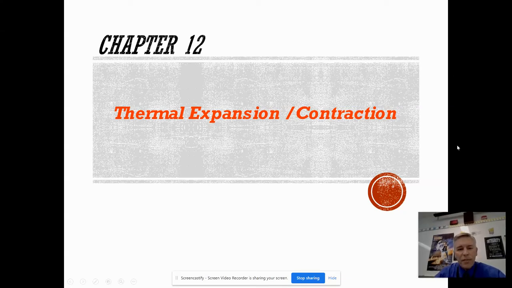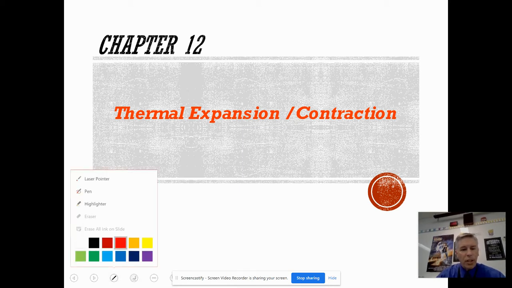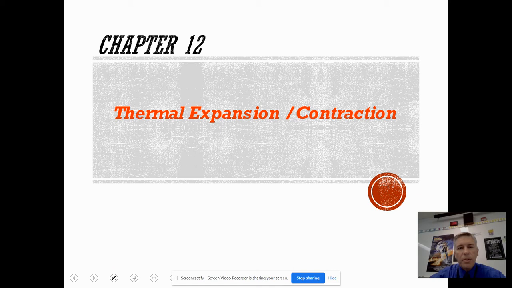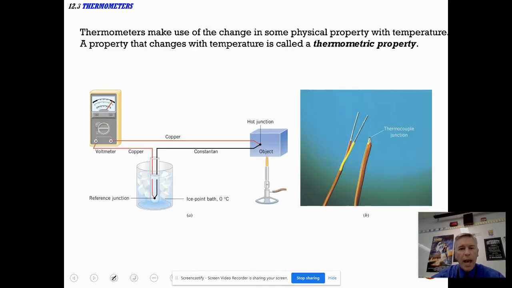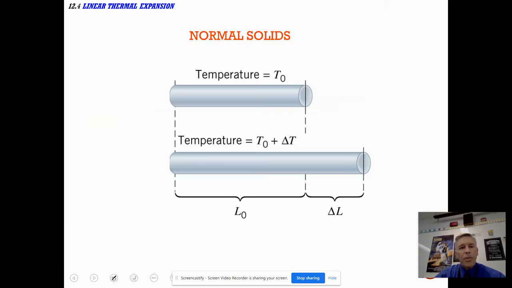Hello, welcome to this edition of the Henstitute, in which we are going to look at Chapter 12's thermal expansion and contraction. So the idea is when you have an object and you change the temperature of that object, that's a property called a thermometric property. And the one that we're going to look at, that we actually use for thermometers, is this idea of thermal or linear expansion.